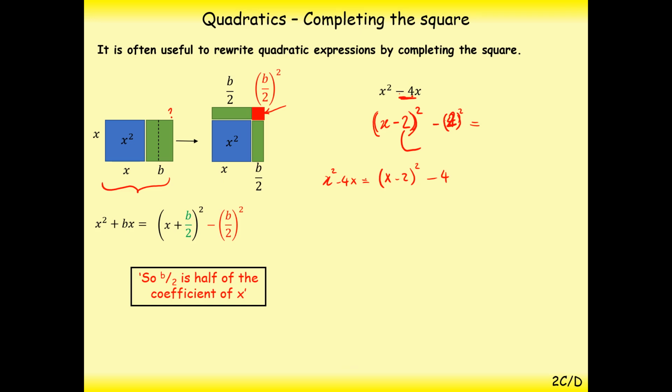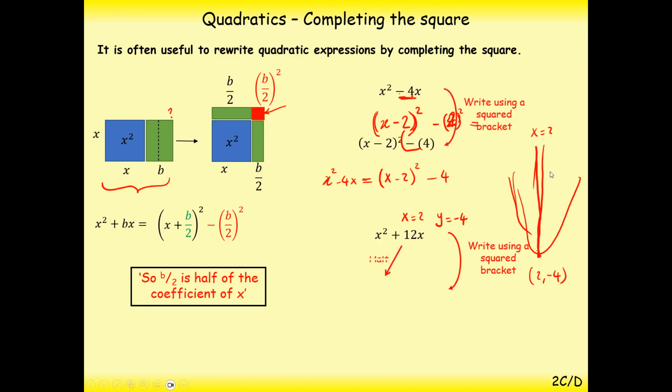Now, what does that really tell us? If we had to plot the graph here, the turning point, this point here, would be x equals 2 and y equals minus 4. So the coordinates would be as such for the turning point. Furthermore, it tells us that the line of symmetry for this graph is x equals 2. Let's look at another example.